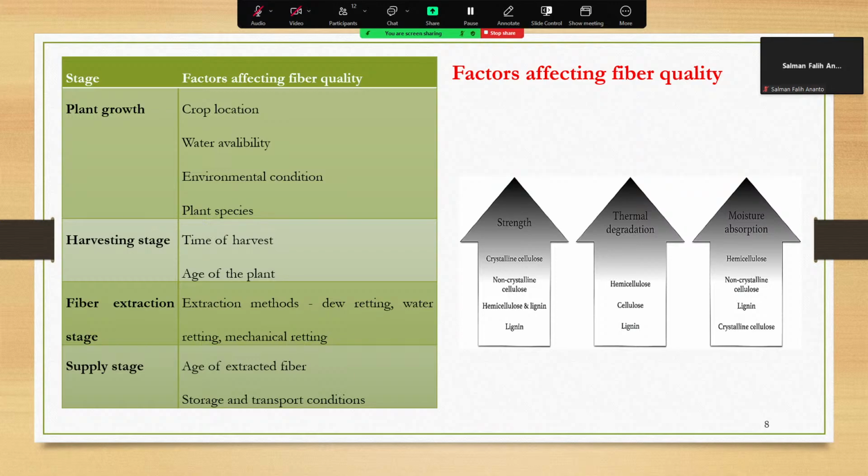And the right figure demonstrates the dependency of properties on their structural constituents. The properties of fiber reinforcement have a major influence on the properties of the final product. As I mentioned before, the properties of the natural fibers are governed by their main chemical constituents such as cellulose, hemicellulose, and lignin. If the percentage of cellulose is more, it provides strength to natural fibers. If the percentage of hemicellulose is more in natural fibers, it leads to thermal degradation and moisture absorption.